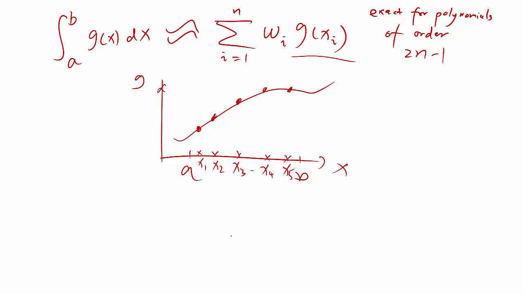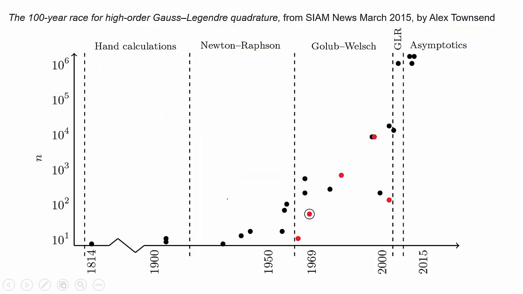It's actually much quicker than doing any hand calculations of what the integral of the function is, as long as you know the bounds. If you don't know the bounds, you have to do a hand integral, but if you know the bounds and you know the function, applying Gauss quadrature is the fastest thing in the world. And there is a recent article by Alex Townsend, a professor in the math department at MIT, called the 100-year race for high-order Gauss quadrature.